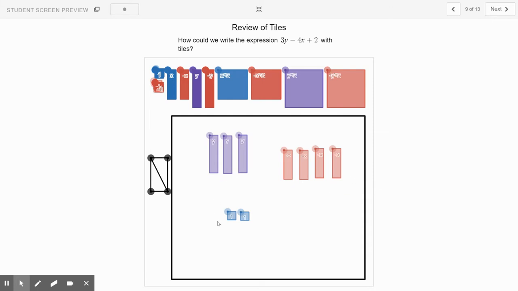Now, as a reminder, it doesn't matter where you place them on the mat, but I'm placing them in groups like this because it's a bit easier for us to see that this is literally 3 y's, this is literally 4 negative x's, and this is literally 2 unit tiles, which is exactly how we would represent this expression with tiles.